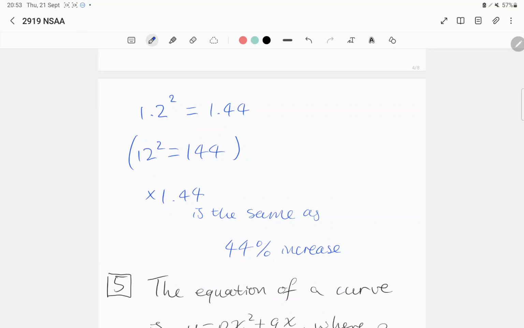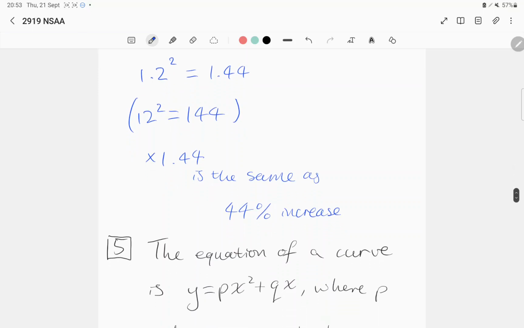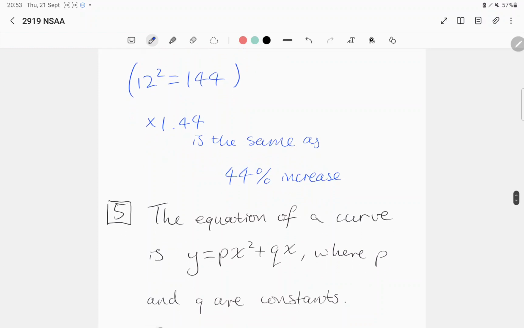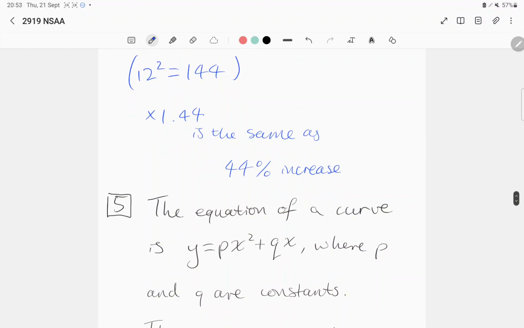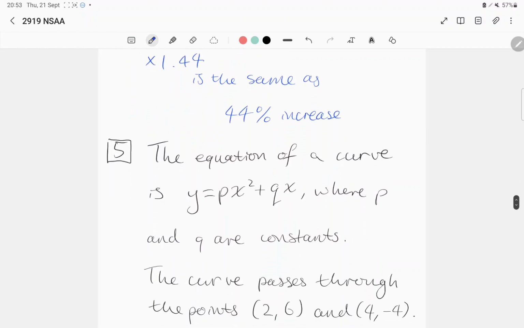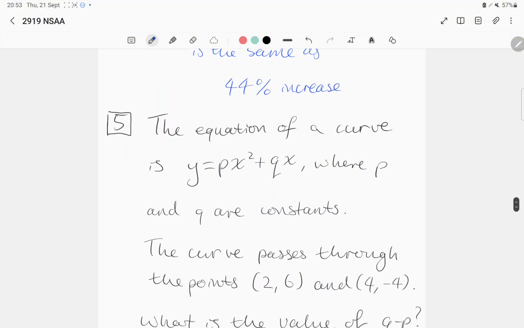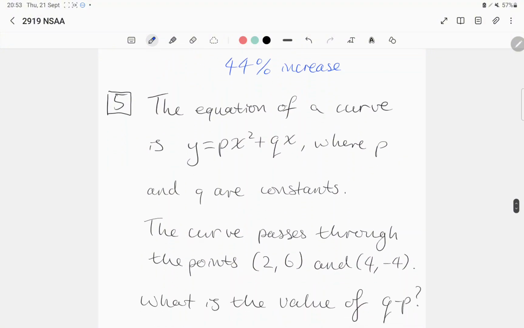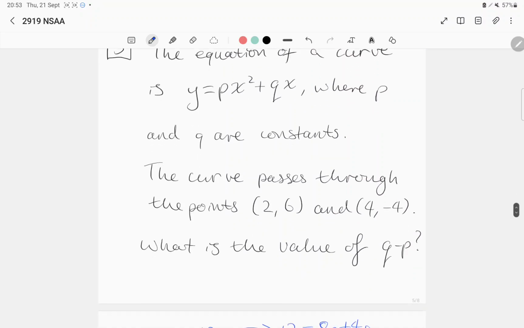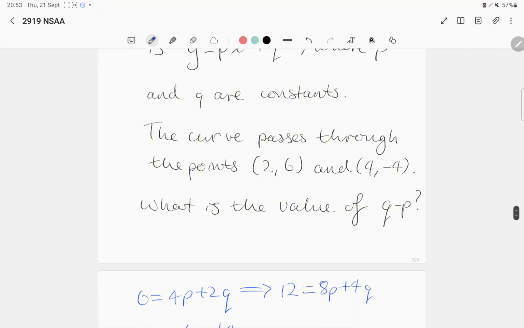Question 5. The equation of a curve is y equals px squared plus qx, where p and q are constants. The curve passes through the points (2, 6) and (4, negative 4). What is the value of q minus p? What we should do is take these points and take their x and y coordinates and substitute them in as values for x and y.